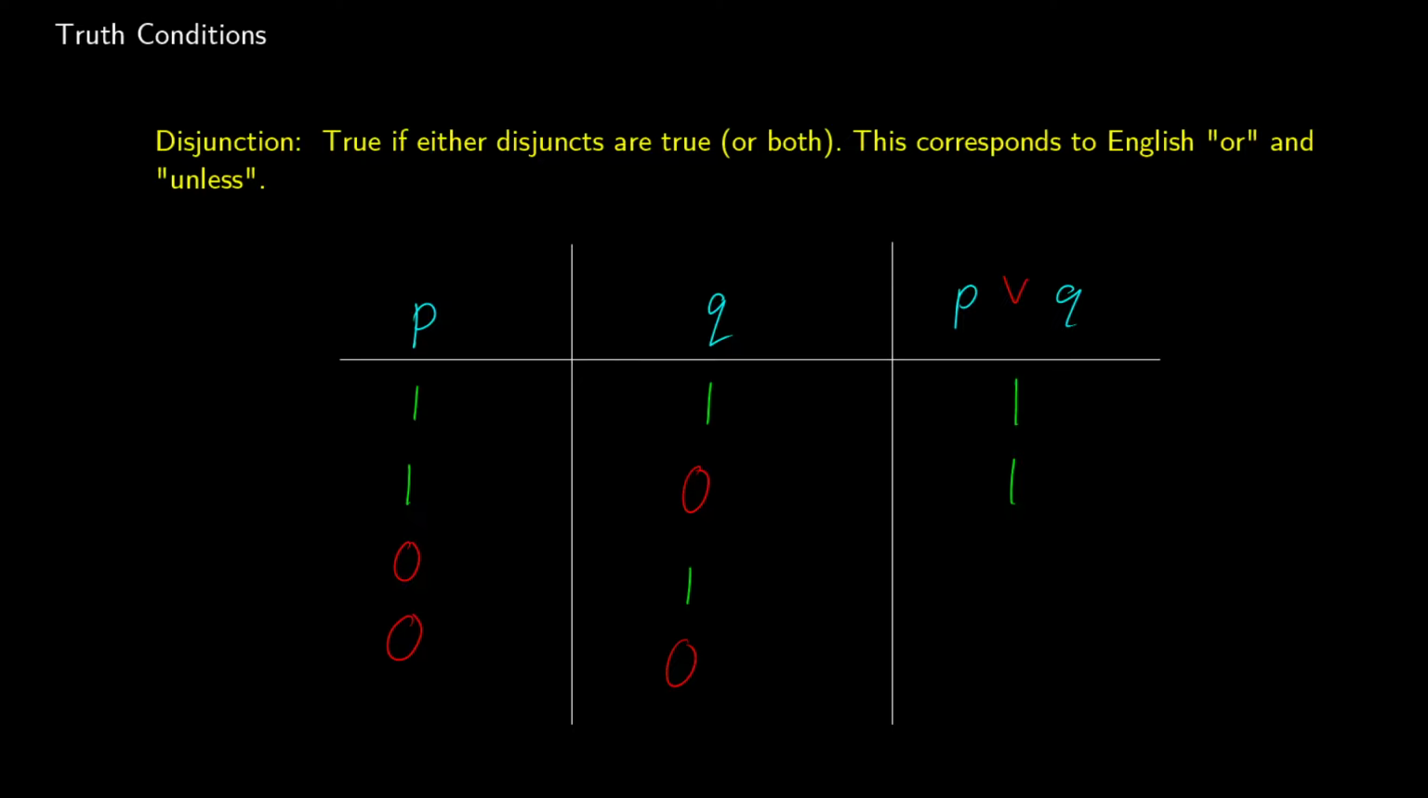In the third row, Q is true, so at least one of them is true. We get a true output. But in the fourth case, P is false, Q is false. Neither of those is true, therefore P or Q is false.